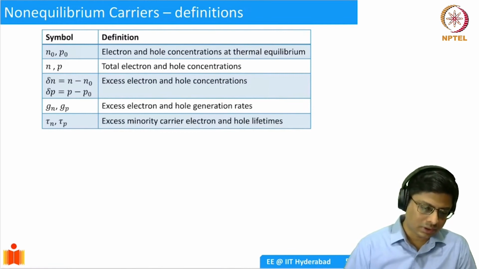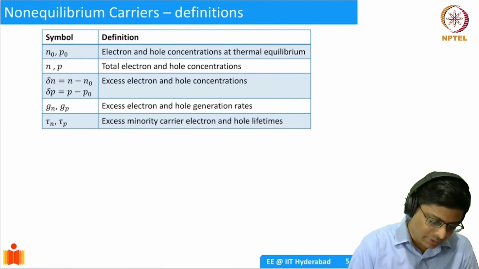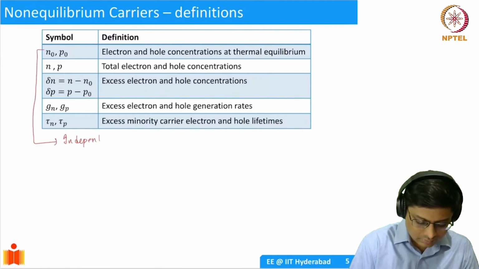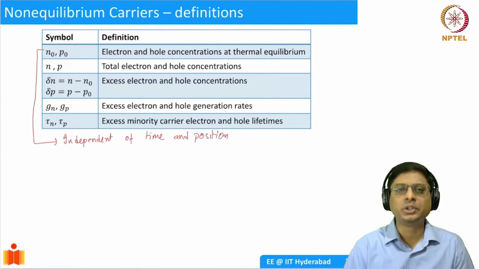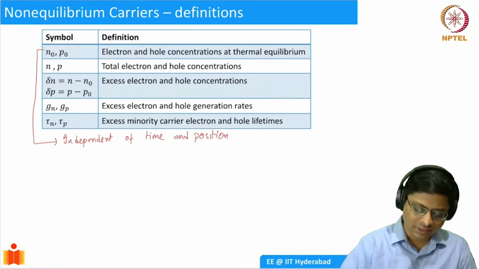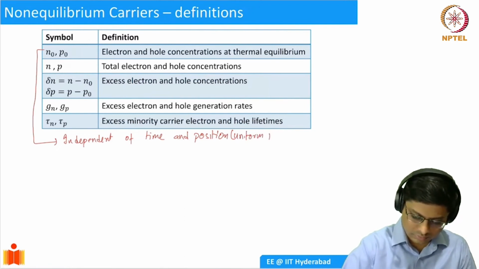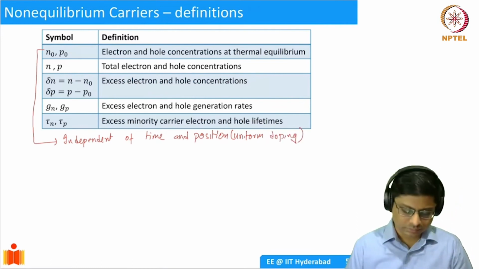So you see that N naught and P naught are going to be essentially independent of time, and most often of position. Because most of the time we will talk of uniform doping, and whenever you have uniform doping, your equilibrium concentration is going to be uniform, independent of position.